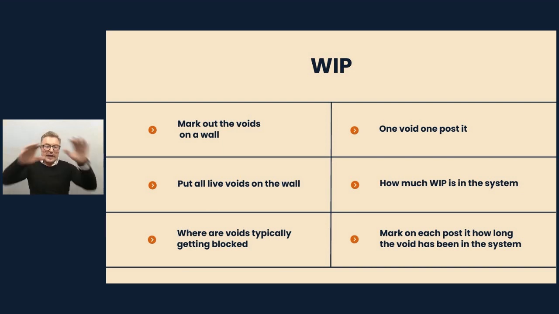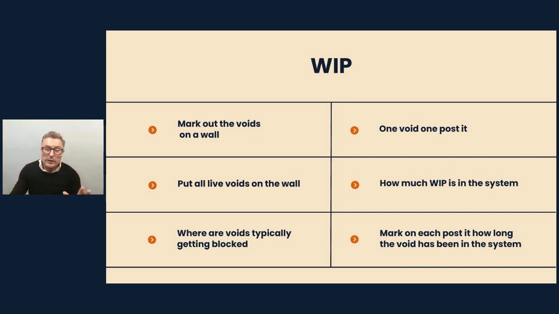Number one, get a big wall and take the process that the void goes through, get post-it notes or some cards or whatever, and put all the voids on the wall. I'll show you a picture in a second of what that looks like. Then you'll see where all your voids are and what bit of the process they're typically getting stuck at. It will allow you to see how much work in progress is in the system. The next thing to do is mark on each card or post-it note how long it's been in the system.